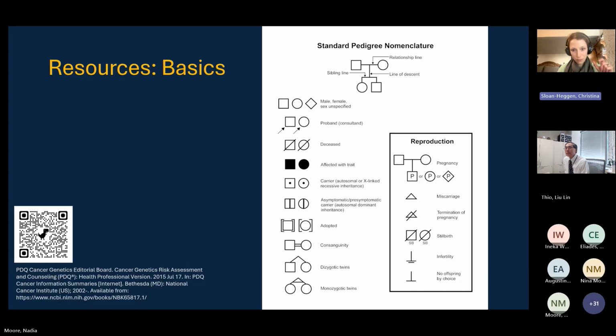But we're going to draw everybody with a square, a circle, or a diamond. You're going to mark the person that you're most interested in, your proband, with a little arrow. You can mark who's deceased with a slash. If we're dealing with more traits, I tend to just write them out, as you'll see. And then we can note adoption or consanguinity with a double relationship line. We can note when somebody's a twin, and we can note various pregnancy states or infertility.